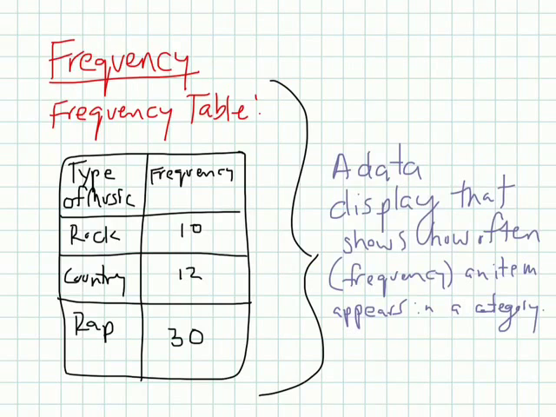appears in a category. As a rough example, if this represents a survey of 30 plus 10 is 40, plus 12 is 52, so let's say 52 people were interviewed and asked, what's your favorite type of music? If 10 said rock, then that's the frequency, how often in that interview people said rock. If 12 people said country, that's how often someone said country. If 30 people said rap, that's how often it appeared. So a frequency table just shows you, for each category, how often an item appears.